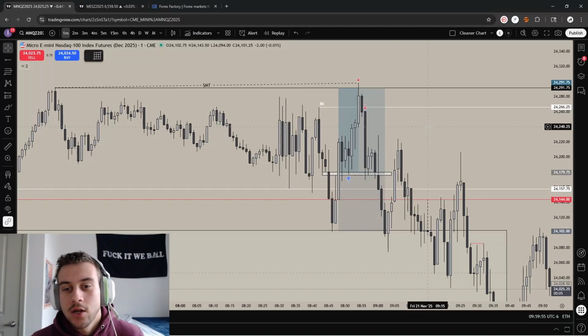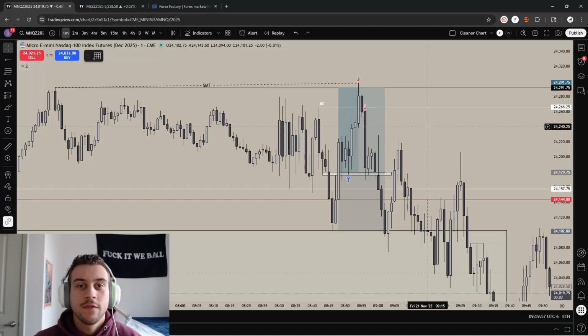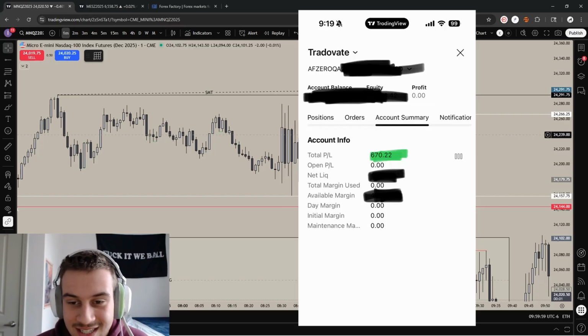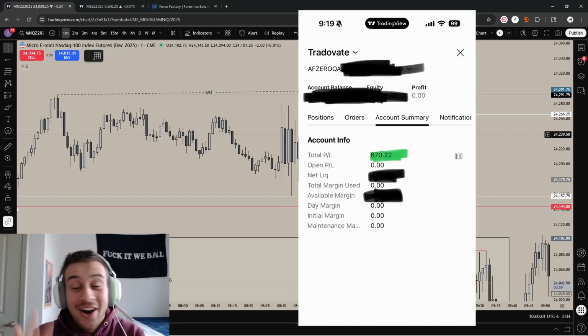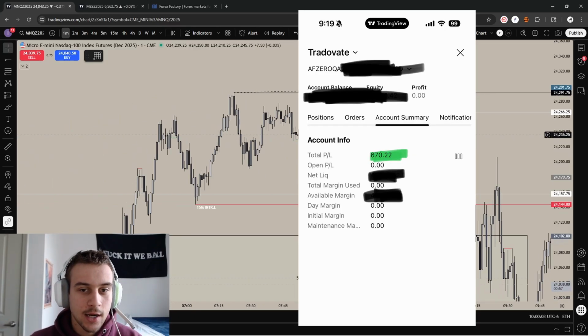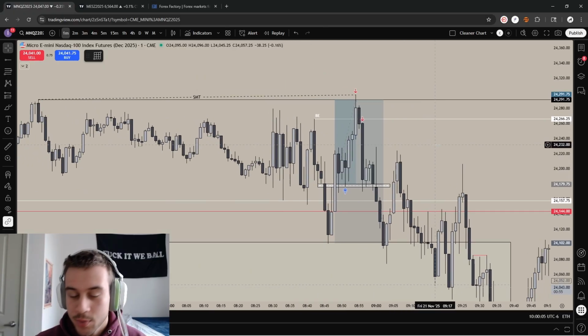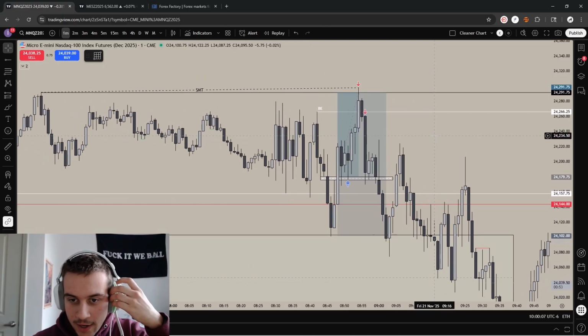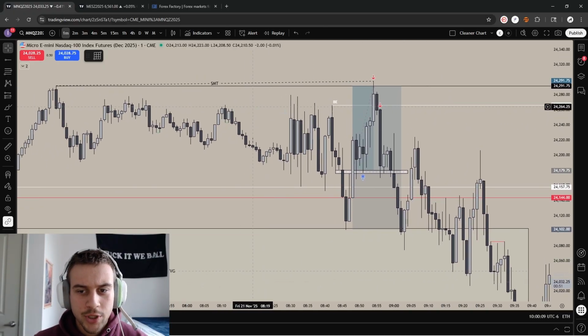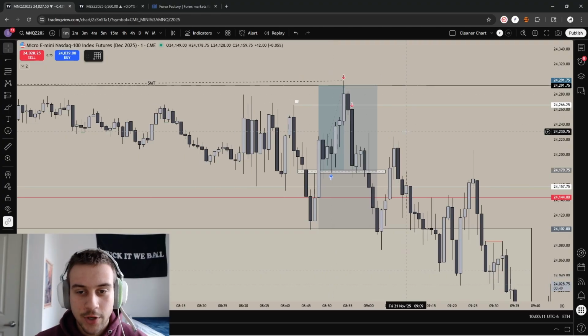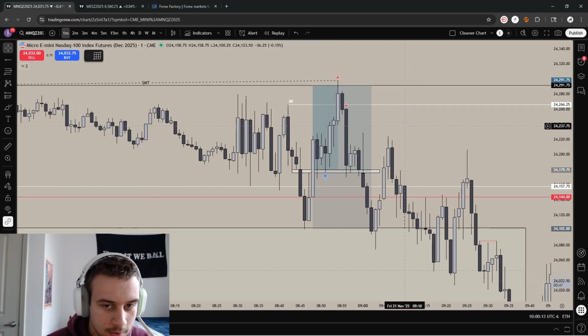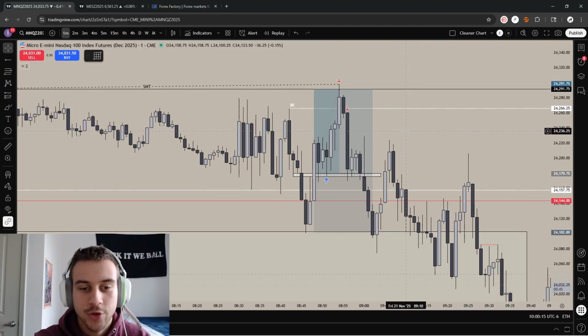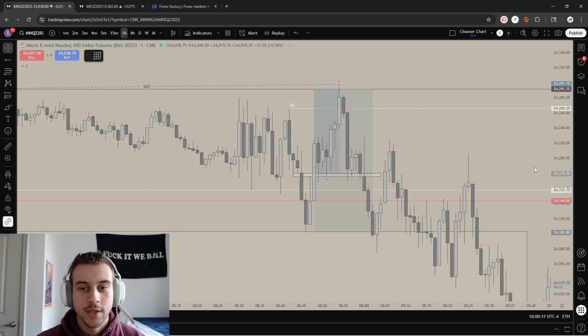Today is November 19th, 2025, and here's how I made roughly $670 trading the NASDAQ today. It was a long position out of an unfilled 5 minute gap. Pretty simple trade, pretty quick trading day as well. But let's get into the actual trade recap and the reasoning for this trade.